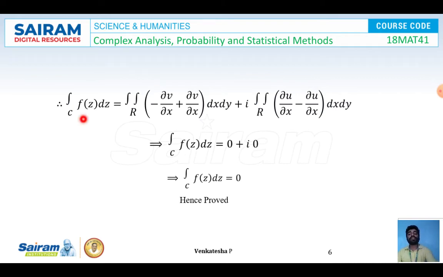The integral over C of f(z) dz is equal to the double integral over R of (minus ∂v/∂x plus ∂v/∂x) dx dy plus i times the double integral over R of (∂u/∂x minus ∂u/∂x) dx dy. So this term gets eliminated, and this term gets eliminated. It will become 0. So I got the integral over C of f(z) dz is equal to 0 plus i times 0. So the integral over C of f(z) dz is equal to 0. Hence Cauchy's theorem has been proved.